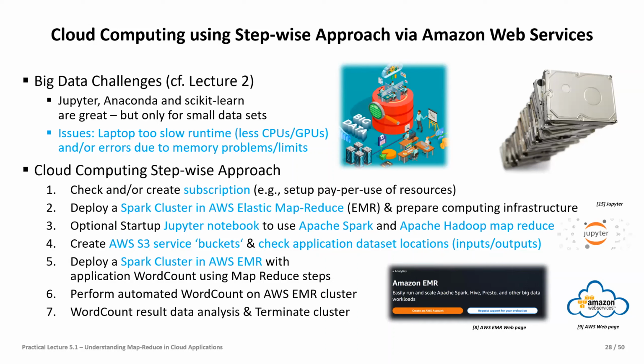So here, as a first step, we're now thinking about a subscription in AWS, and that's what you already know: we have pay-per-use of resources. What we then want to do is have a Spark cluster in AWS Elastic MapReduce, which brings us this computing infrastructure, so the framework should be installed. I don't want to do that on my own. I don't want to install Hadoop or Spark. I want to have a way of creating this, and then it's all installed for me. And then, of course, I can start up the Jupyter Notebook to use Apache Spark.